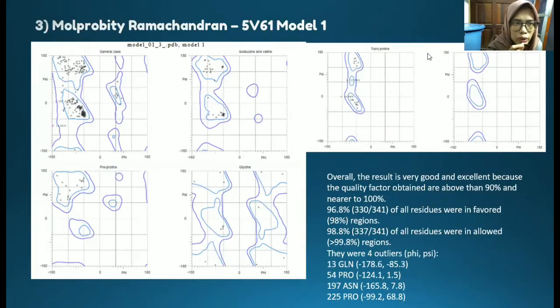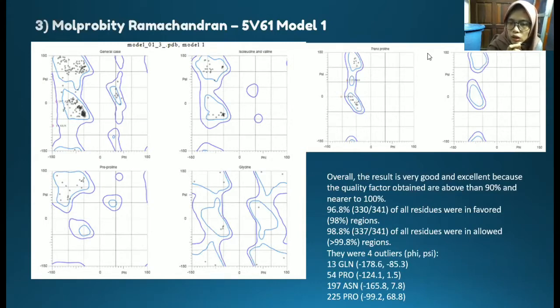Okay, for the last software, the third software, we use MolProbity. We can obtain a Ramachandran plot from this software. For the 5V61 model 1, overall the result is very good and excellent because the quality factor obtained is above 90% and nearer to 100%. That is 96.8% from 330 per 341 of all residues were in the favored 98% region, and that is 98.8% from 337 per 341 of all residues were in the allowed more than 99.8% region.